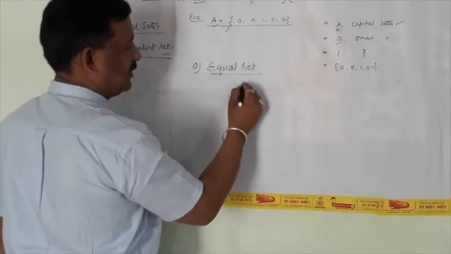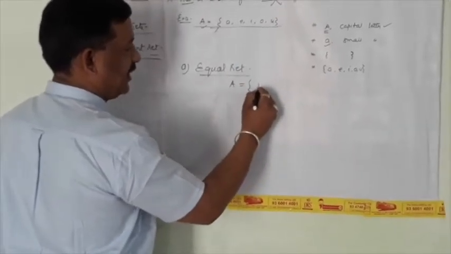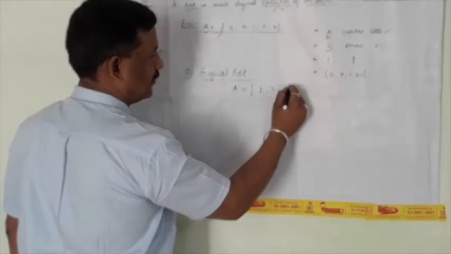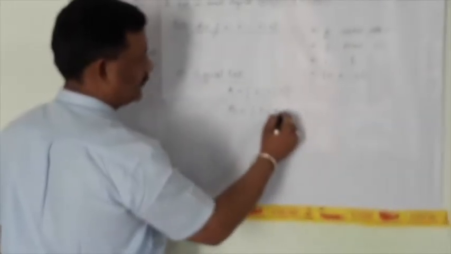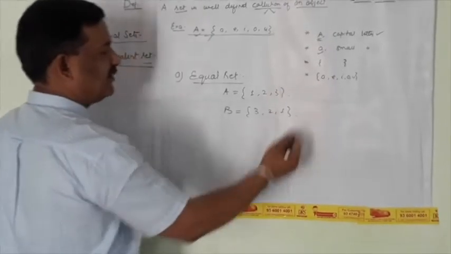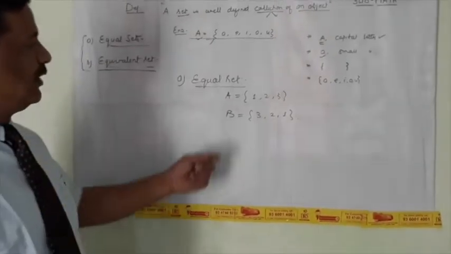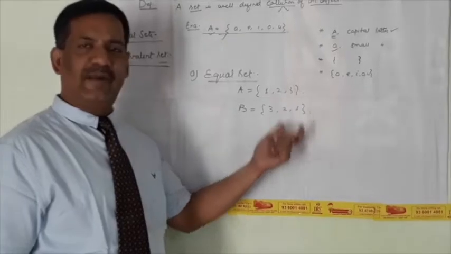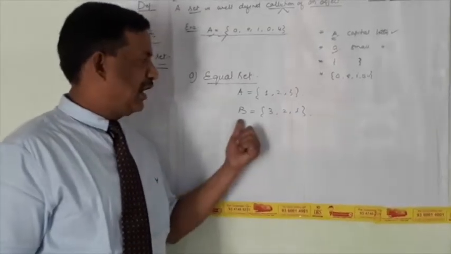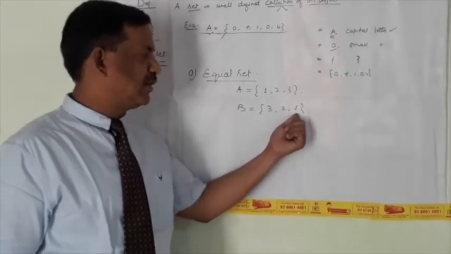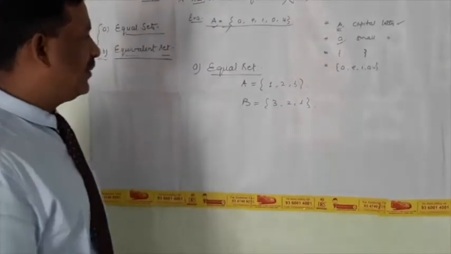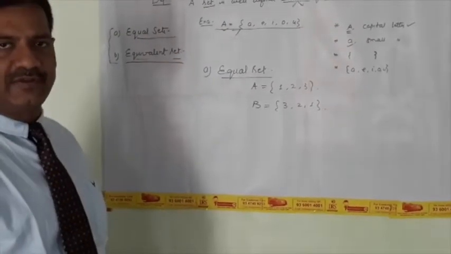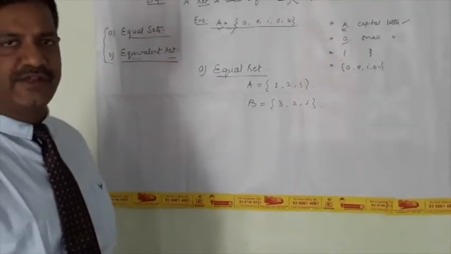For example, let there be two sets, A and another set B, whose elements are given as below. Set A contains elements 1, 2, 3, and set B contains elements 3, 2, 1. Now, with the help of the definition of equal sets, let us first discuss the definition.